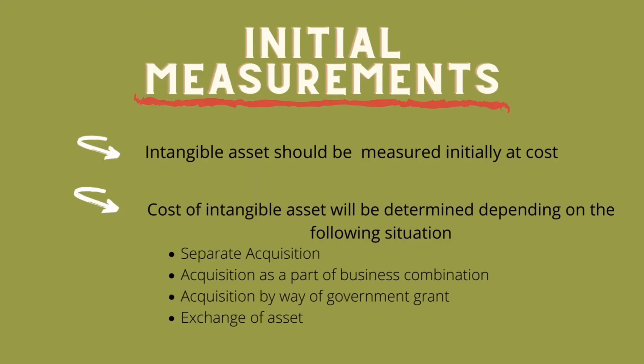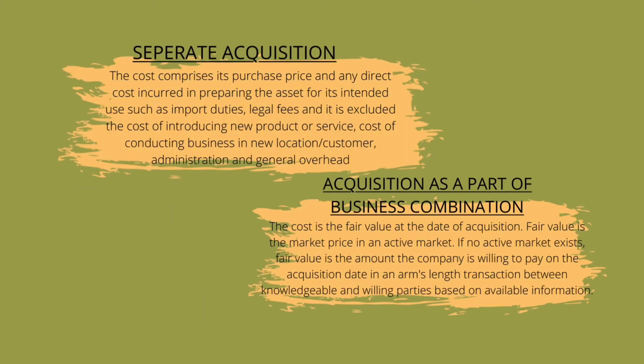For initial measurement, an intangible asset should be measured initially at cost. Cost of an intangible asset is determined depending on the four situations. First, separate acquisition. Its cost comprises its purchase price and any direct cost incurred in preparing the asset for its intended use. And then second, business combination. Its cost is the fair value at the date of acquisition.